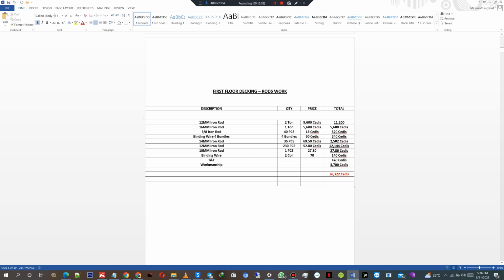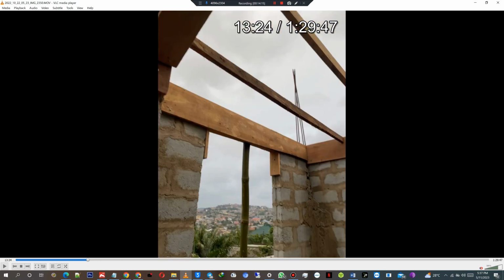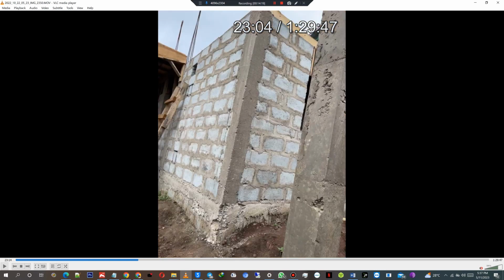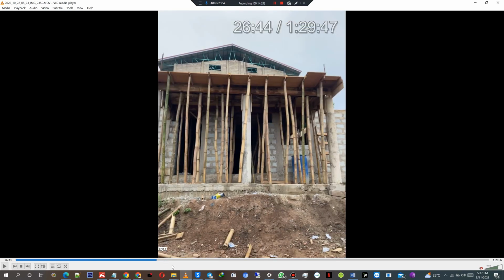And TNT for bringing those materials was 450 Ghana cedis. And the steel benders took 3,700 Ghana cedis, which cost 36,322 Ghana cedis in total. Actually, I have a video of the steel works, but it's way further along than I think it will be in this video. But let me check that out for you.